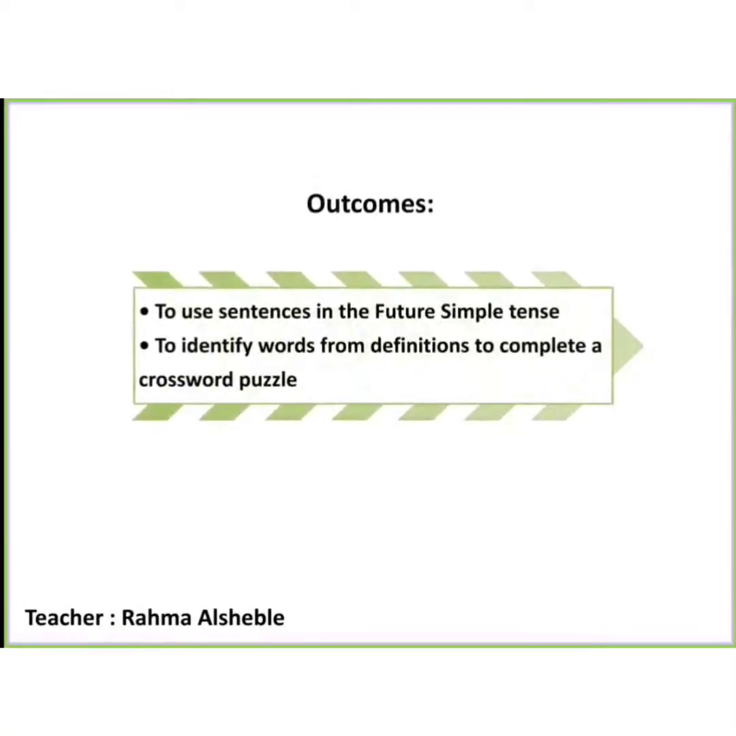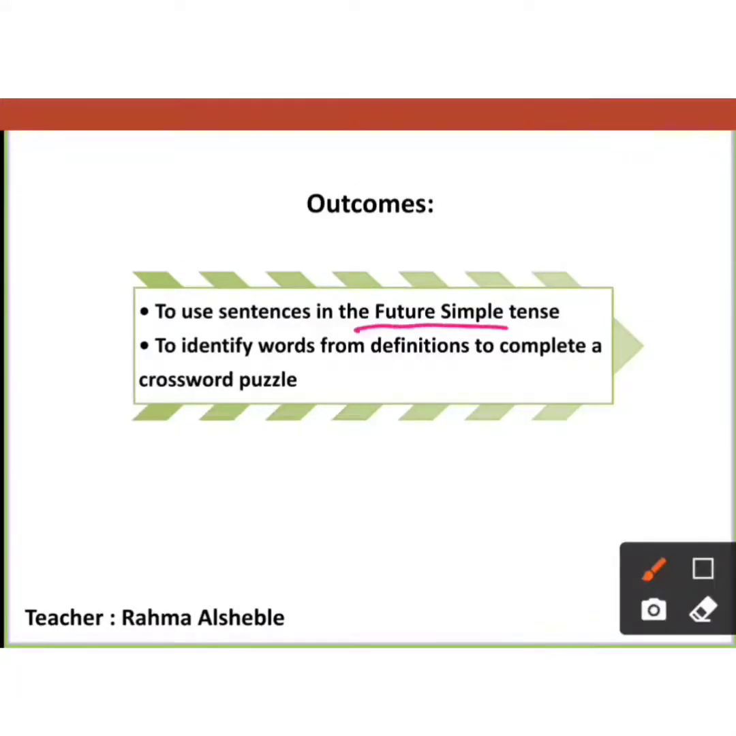Let's read the outcomes of our lesson. So at the end of this lesson, you will be able to use sentences in the future simple tenses, to identify words from definitions to complete a crossword puzzle. So we are going to revise the future simple tense rule. And we are going to talk about words, nouns, and their definitions. We are going to solve a crossword puzzle together.